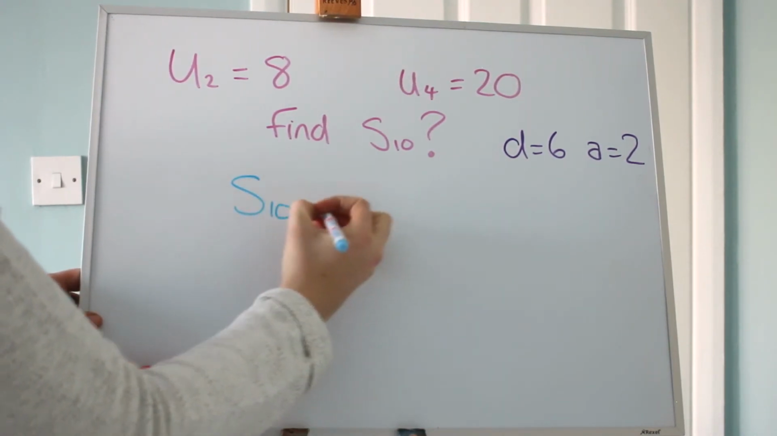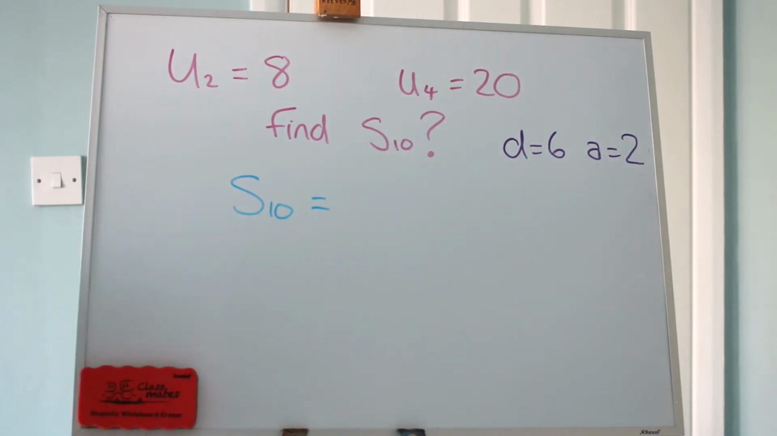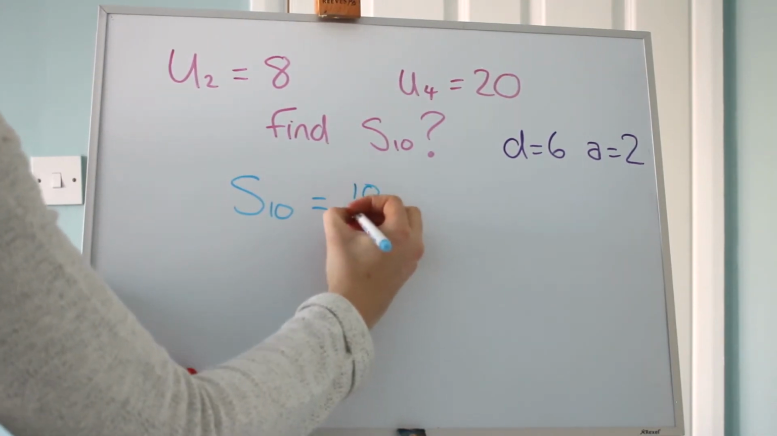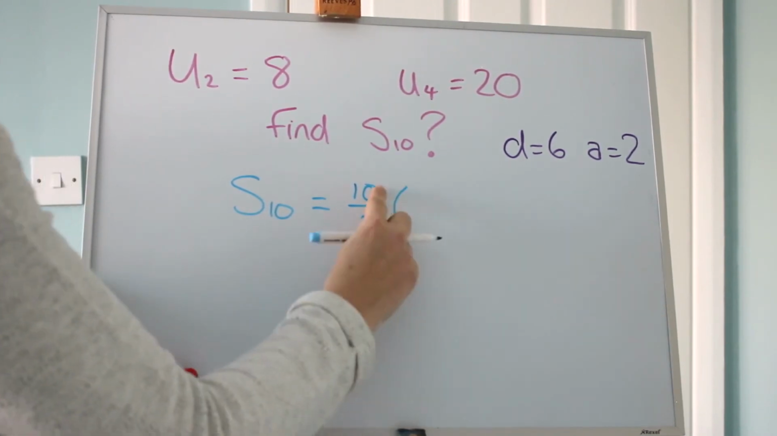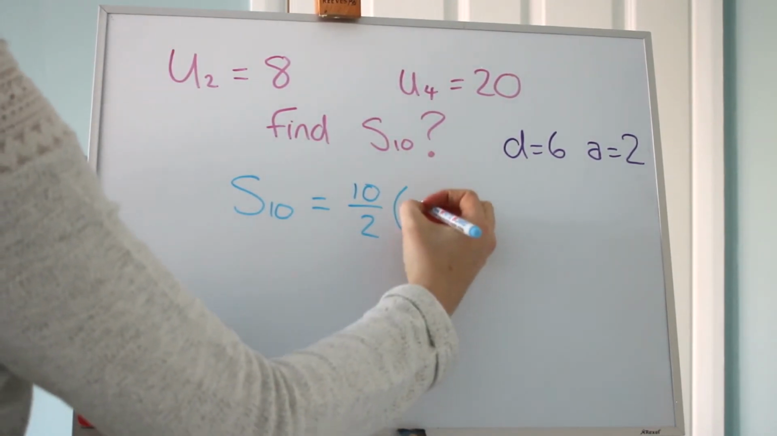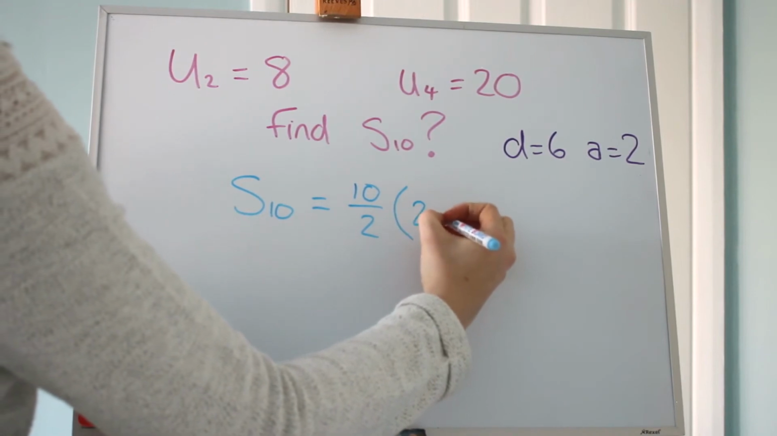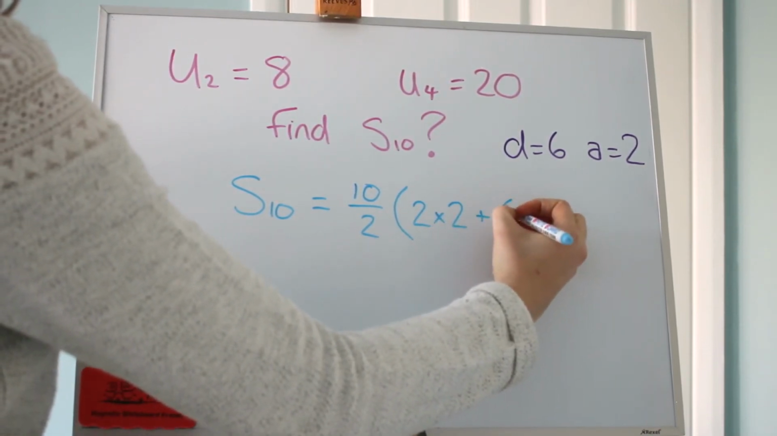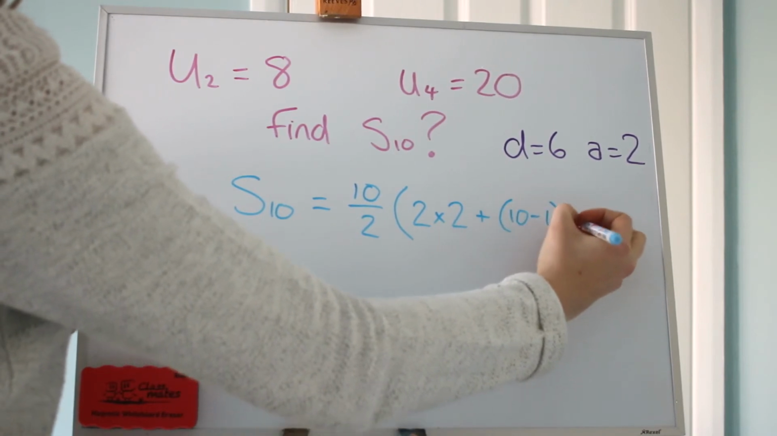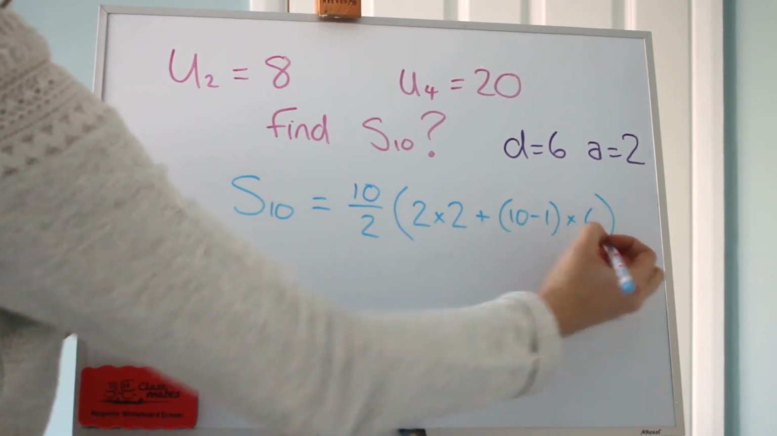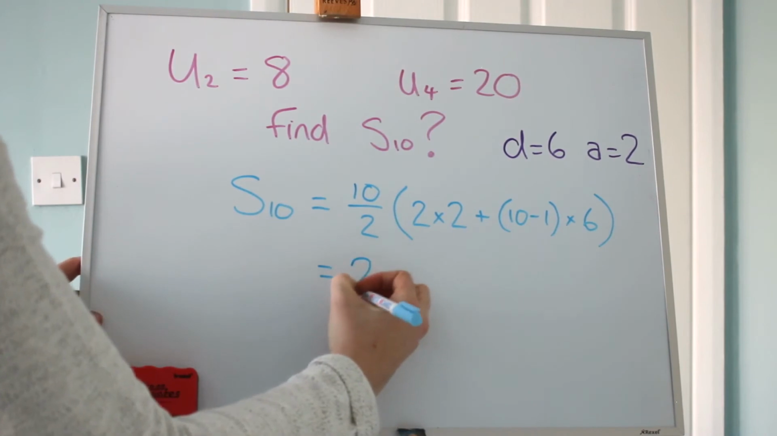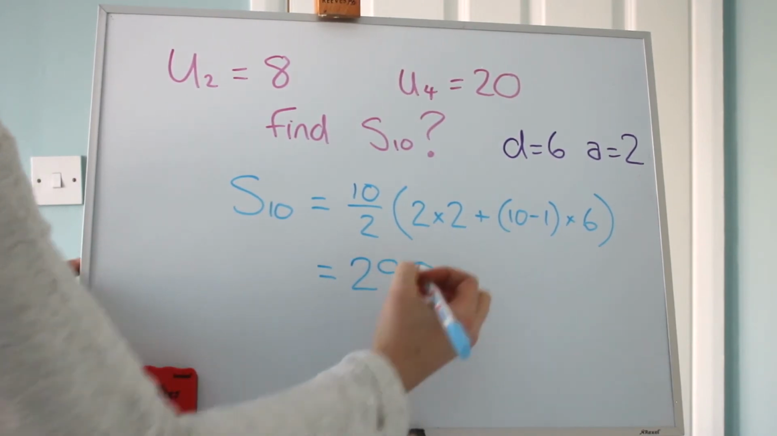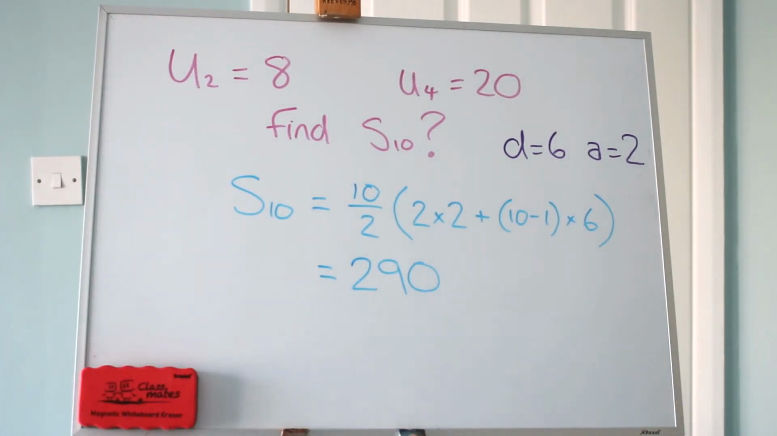To find the sum of the first 10 terms, we're using the formula for the sum, so hopefully you've written that down or you know it. It's n over 2, here n is 10, and then 2 lots of a is 2, plus (n minus 1) times your d, which is 6. On the calculator I find that that is 290. Well done if you got that. If not, do rewind and have another go.